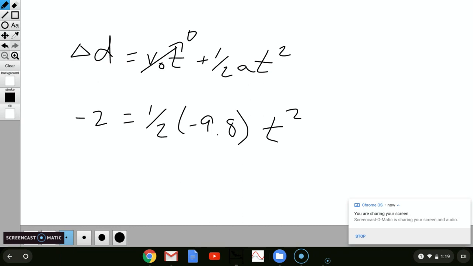a time. I get t equals 0.639 seconds. I'm going to double check on my calculator here and make sure I did not get that wrong. Yep, double checking. This is what I get. Okay, so that's the amount of time it takes for ball A to hit the ground.